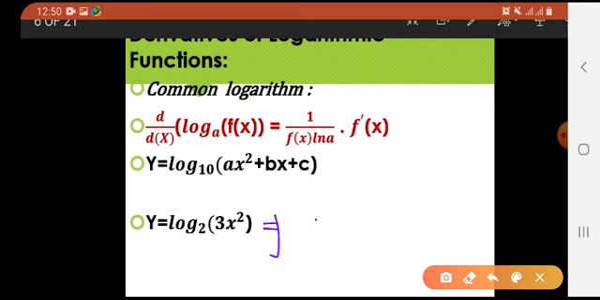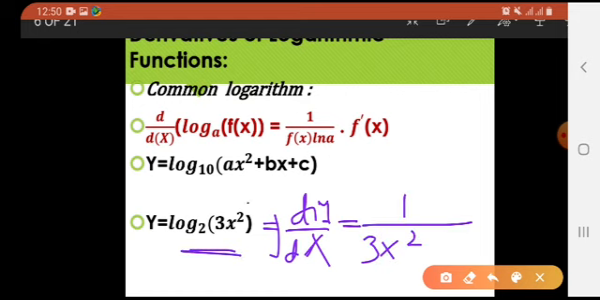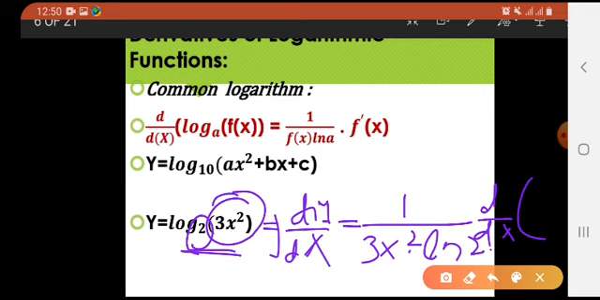Okay, let me discuss this too, and then we will be meeting inshallah in the next video. dy by dx would be equal to, over here, 1 divided by the function, which is 3x square over here, into natural log of the base. Base यहाँ पे क्या है? 2 into further derivative यानी dy by dx of this 3x square, like this. Let us get the answer. It would be 1 divided by 3x square into natural log of 2.